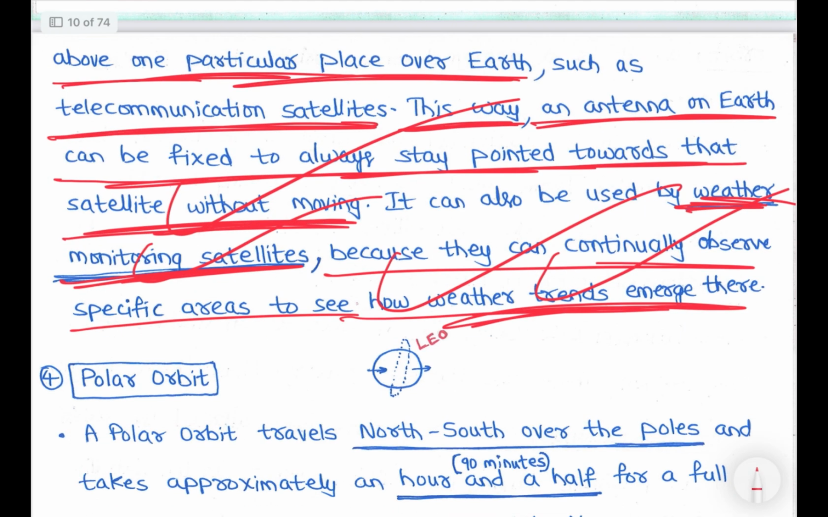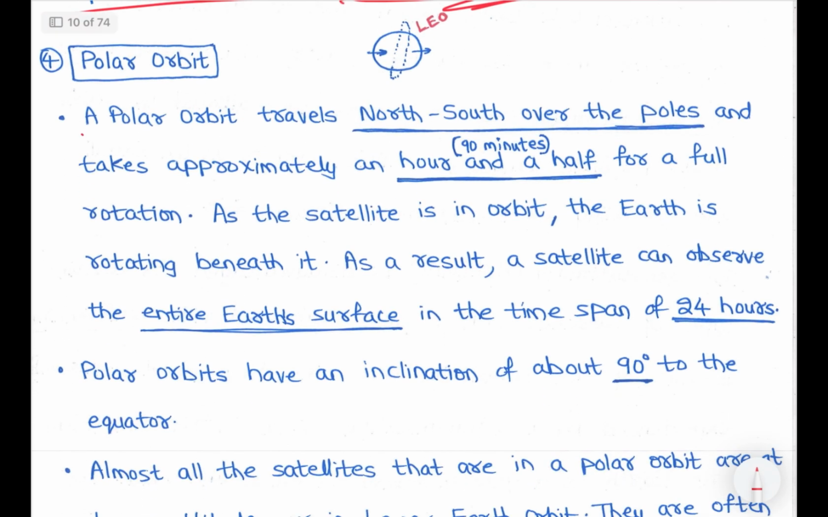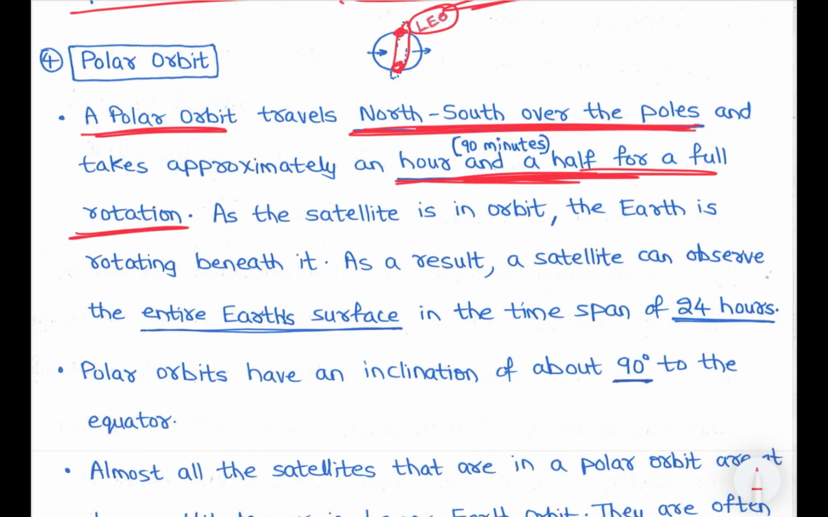The next is polar orbit, right? So polar orbit travels north to south over the poles. The poles में करेंगे, right? Poles are here, right? So north south over the poles, and it takes approximately an hour and a half for a full rotation, right? Because low earth orbit में होते हैं, polar orbits are nothing but low earth orbits है, right?